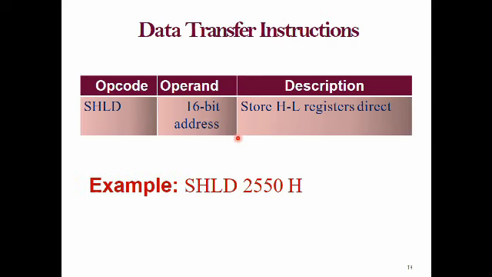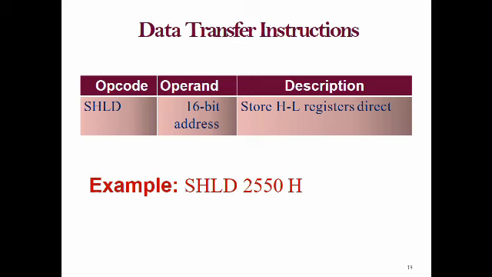The next instruction is SHLD 16-bit address. In this case, the contents of register L are stored in the memory location specified by the 16-bit address, and the contents of register H are stored in the next memory location. For example, SHLD 2550: the contents of register L will be stored in the address 2550, and the contents of H will be stored in 2551.